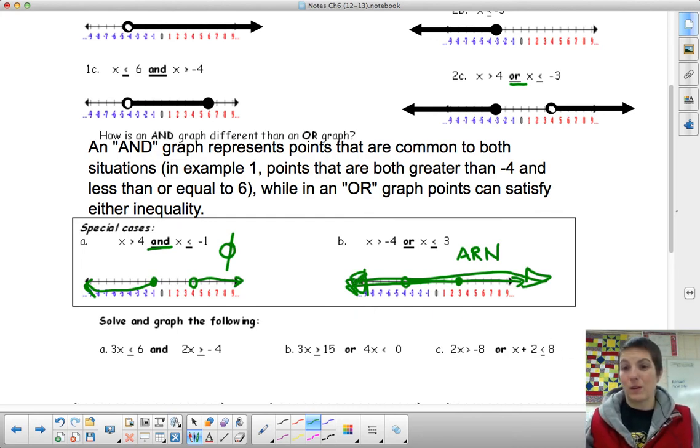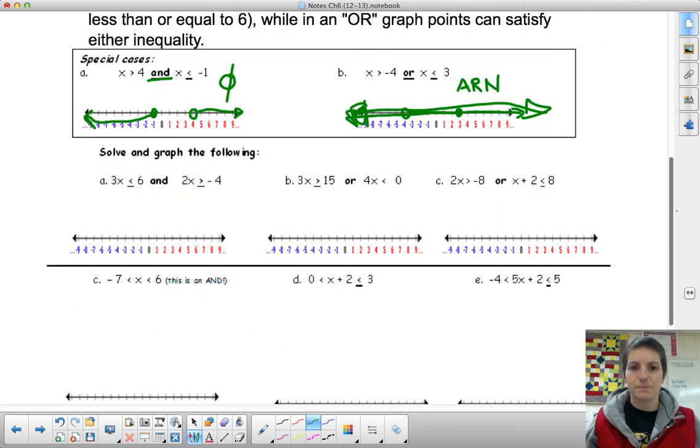So what are these problems going to look like, now that we know what it is? They're pretty much going to look like this. You're going to have problems where sometimes they'll give you the word and, sometimes they'll give you the word or, and you'll have to be careful about what to do. Problems C, D, and E are a little bit different. They're and problems, and we'll need to talk about them. But I think you can handle A, B, and C on your own, so go ahead and pause it and start working through them and see how you do. Make sure that you darken that shaded area.